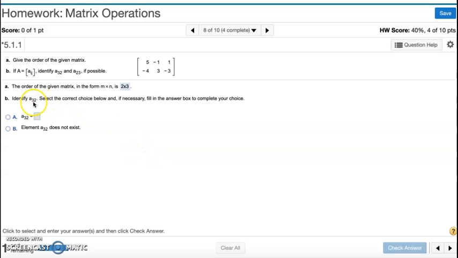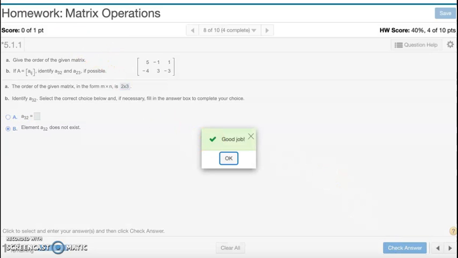Now it says to identify A, 3, 2. So row 3, column 2. There is no row 3, column 2. So we're going to say it does not exist. Remember, there are 3 columns and 2 rows.